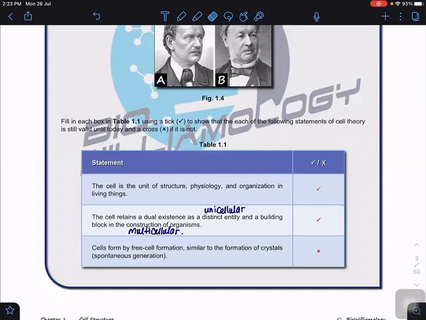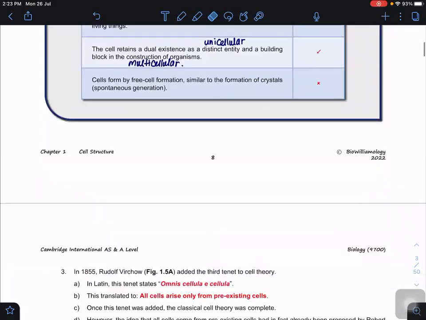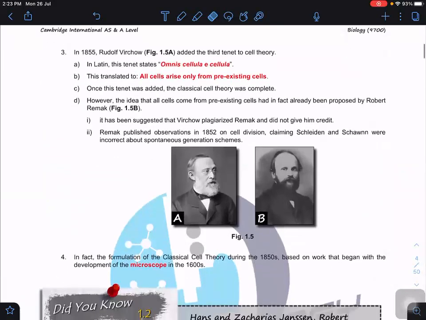It means living things cannot just pop up from nothing, from the air. So who actually rejected this statement? The one that rejected it is known as Rudolf Virchow. In Figure 1.5A here is the picture of Virchow. Virchow added the third tenet to the cell theory to complete it, with the Latin statement omnis cellula e cellula, which translates to: all cells arise only from pre-existing cells.